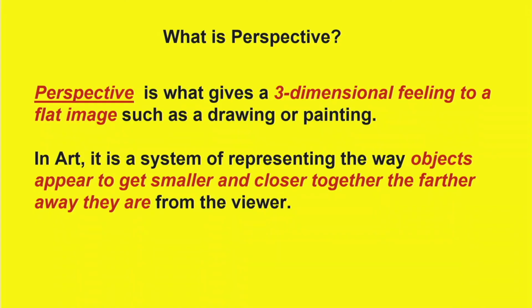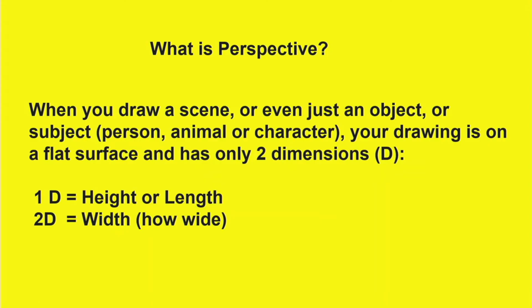In art, it's a system or a method to represent objects that get smaller and closer together the farther away they are from you. When you're drawing, you're actually drawing on a flat surface, and you're making a 2-dimensional drawing. It actually has height and length. That's dimension number 1. Dimension number 2 is how wide it is, or width.